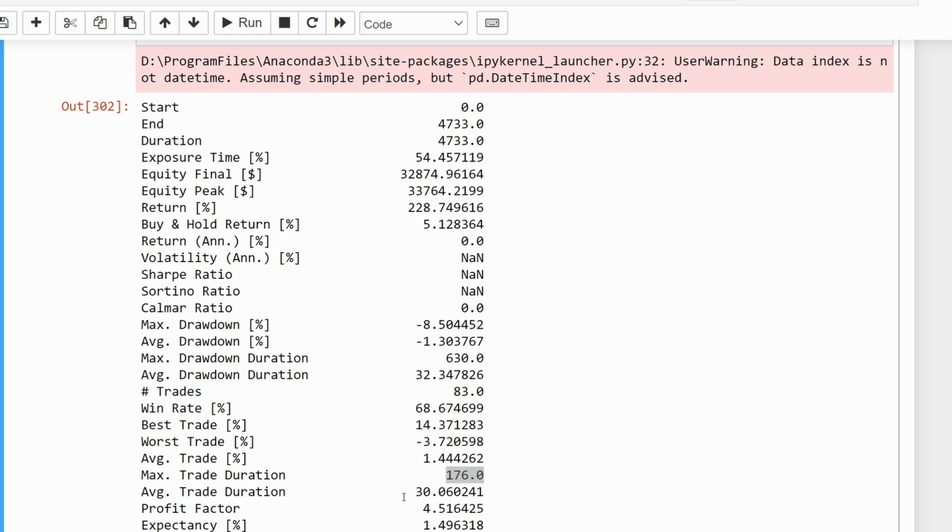And the average trade duration is 30 days. It's 1 month. This is perfect. We have our return percentage, and we have our average trade duration, and both these parameters are very good. So in other words, the $10,000, the final sum you will get is $32,800, and the peak is $33,000. So it's not very far from our final equity.